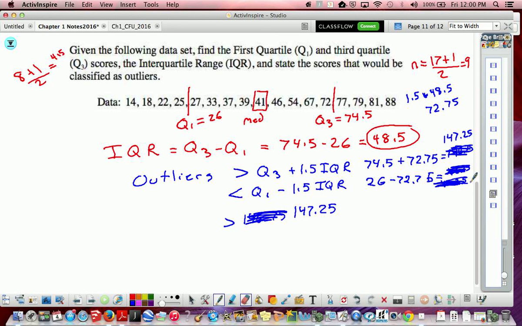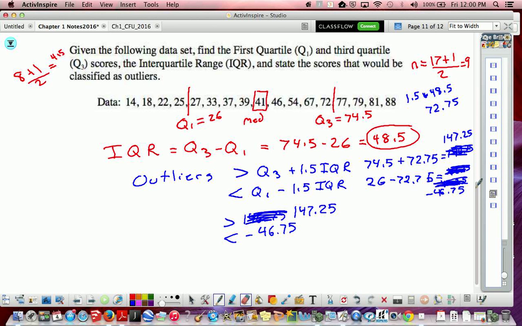Alright, let's do the subtraction. I do the subtraction here right. 26 minus 72.75. Negative 46.75. Or it should be negative 46.75, right? Yeah. Do we have any data points in our list right now that meet that criteria? No. Okay.